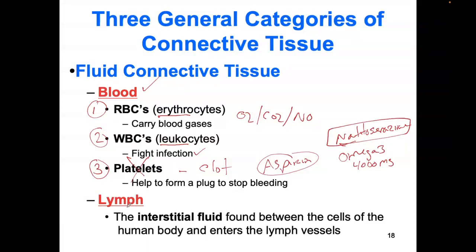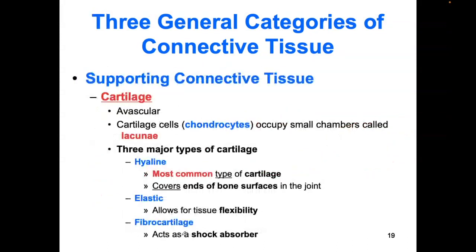Lymph is also fluid connective tissue. Lymph is the stuff that we find between the cells. Okay. It's interstitial fluid, and that's found between the cells of the human body. They're going to enter lymph nodes or lymph vessels. Okay. It's another type of liquid.